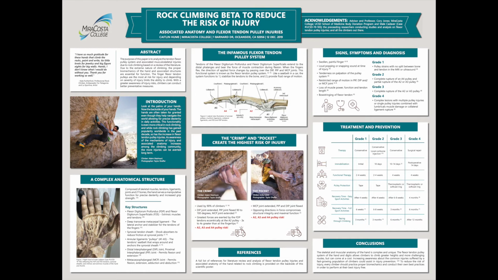Now take a fall with momentum plus more than half of a climber's body weight, and an A2 pulley rupture is almost inevitable. The A2 and the flexor tendon pulley injuries are so common amongst the climbing community that the term climber's finger has become associated with this injury, affecting the middle and ring finger most.